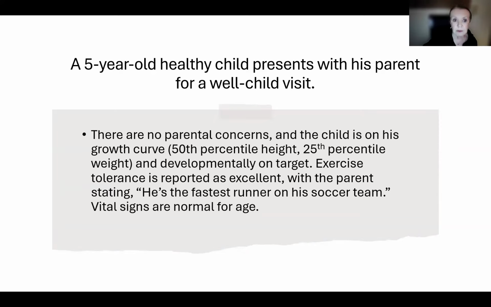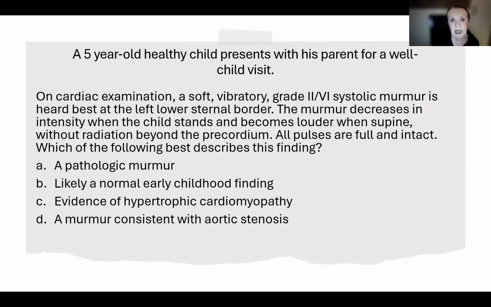Vital signs are normal for age. On cardiac exam, a soft vibratory grade 2/6 systolic murmur is best heard in the left lower sternal border. The murmur decreases in intensity when the child stands and becomes louder when supine, without radiation beyond the precordium. Remember what that means: if the murmur does not radiate beyond the precordium, you can hear it on the chest, but it doesn't go to the axilla, it doesn't go up into the carotids, it doesn't go to the belly.